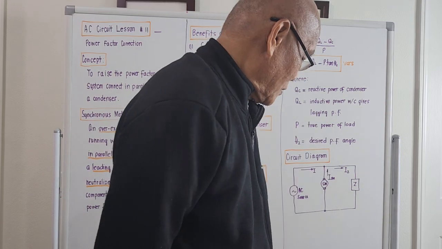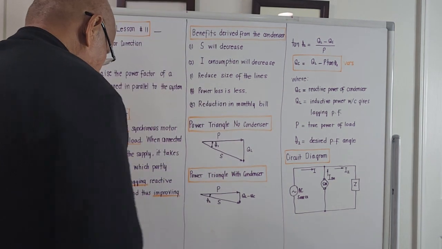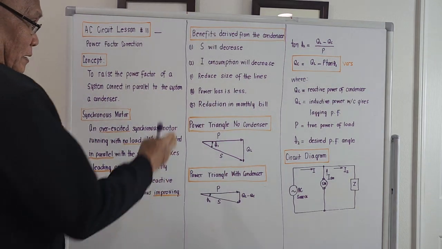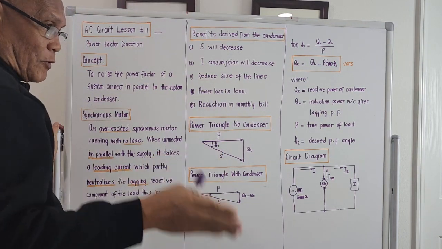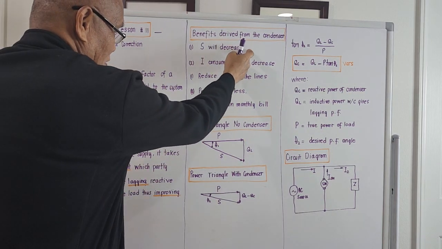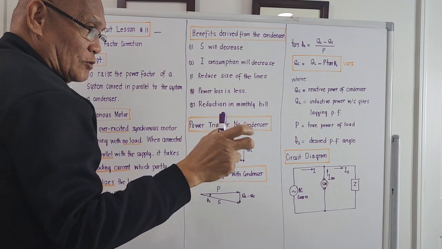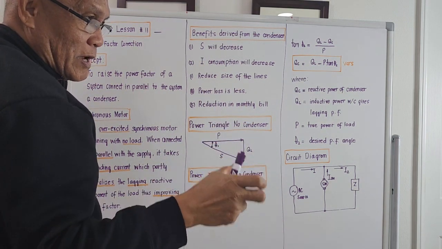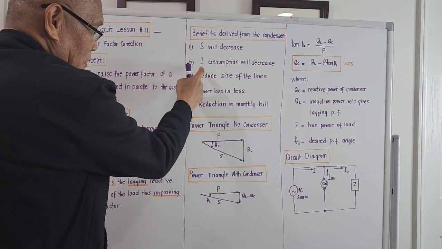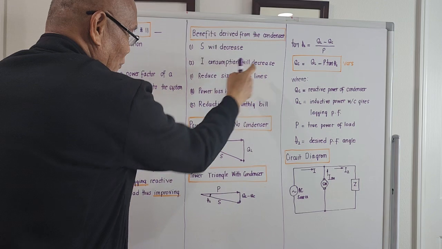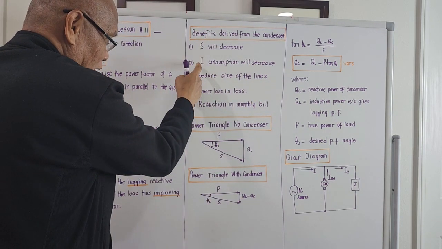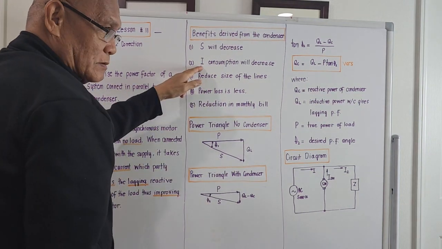The five benefits of improving the power factor are, number one, S will decrease. S is the total apparent power drawn by your household or business enterprise. Number two, the current consumption will also decrease. Of course, if the total apparent power decreases, the total current consumption will also decrease.